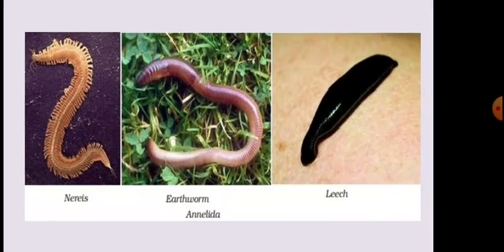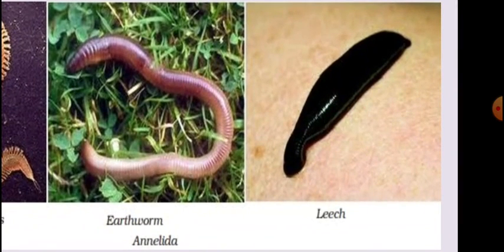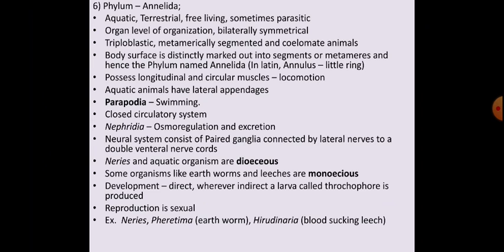Leech, Nereis. Okay, fine. They belong to phylum Annelida. Phylum Annelida are aquatic, terrestrial, free-living, and sometimes parasitic. Some organisms are aquatic, some are free-living, some are terrestrial, living on land, and some are parasitic.